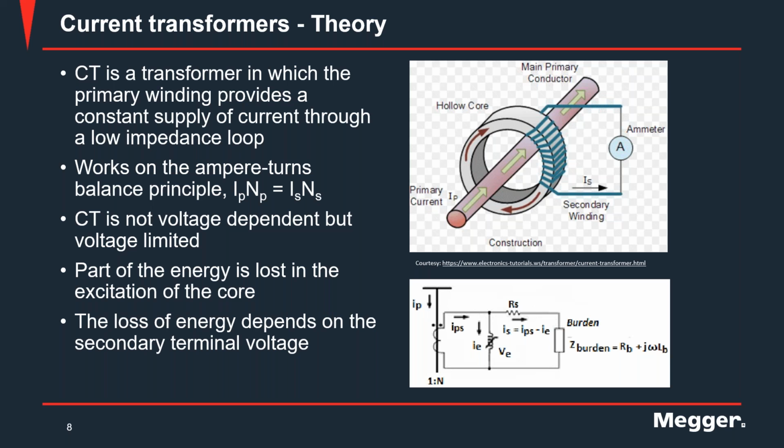The portion that's missing is negligible when the CT is under normal operation, but as you move into higher currents, or as the voltage that develops across the secondary winding increases, that error increases, and that negligible portion becomes a sizable portion. That's when we say that the CT is approaching saturation. That's the reason we use the term voltage limited and not current dependent, because the performance of the CT is limited by the voltage that develops across the CT secondary.